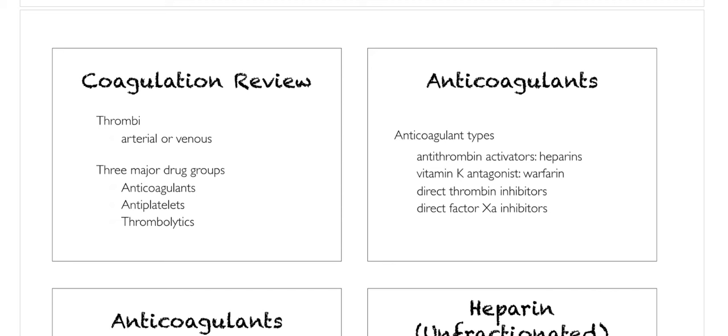And we have three main groups of drugs for coagulation. We have actual anticoagulants, antiplatelets, and thrombolytics. For specifically our anticoagulant therapies, we have antithrombin activators such as heparins. We have our vitamin K antagonist, which is warfarin. We have direct thrombin inhibitors and direct factor Xa inhibitors.